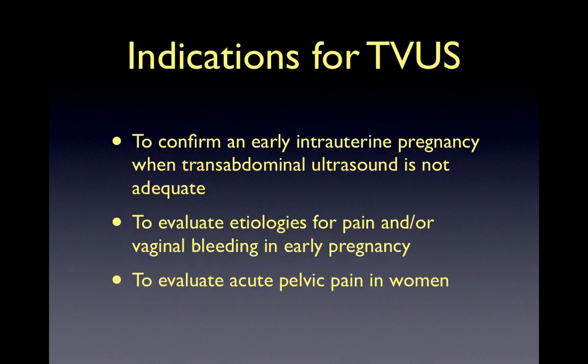Three indications for transvaginal ultrasound in the emergency medicine setting include confirming an early intrauterine pregnancy when transabdominal ultrasound is not adequate, evaluating etiologies for pain or vaginal bleeding in an HCG-positive female, and evaluating acute pelvic pain that may be explained by ovarian pathology.